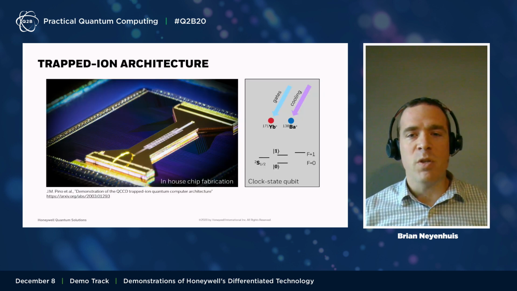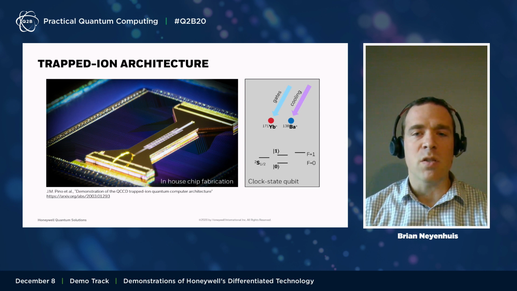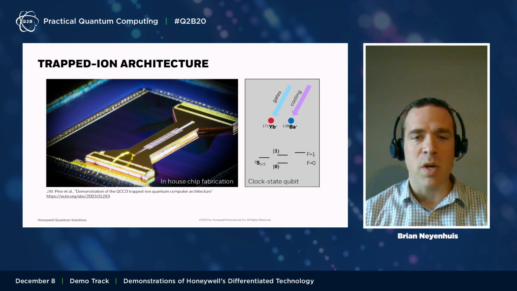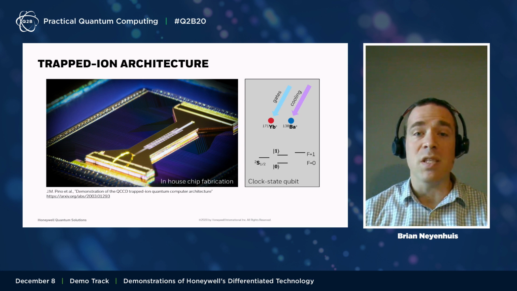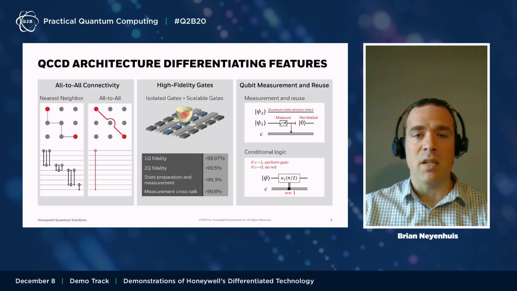So the Honeywell quantum computer is based on trapped atomic ions. Specifically, our qubit is stored in two hyperfine states in the ytterbium-171 ion. These ions are levitated above a microfabricated chip trap that's manufactured and designed in-house at Honeywell. So we can rearrange the qubits at will in what's called the QCCD architecture. And having mobile qubits that can be rearranged has several very nice advantages.